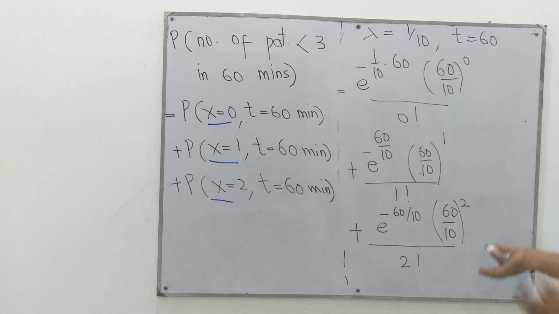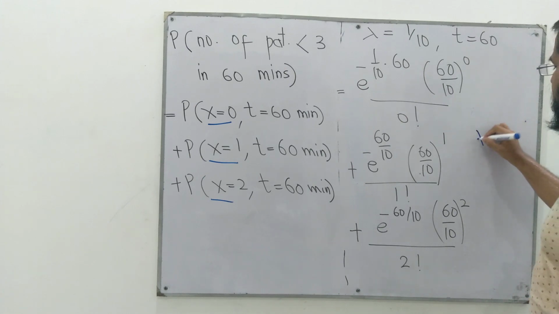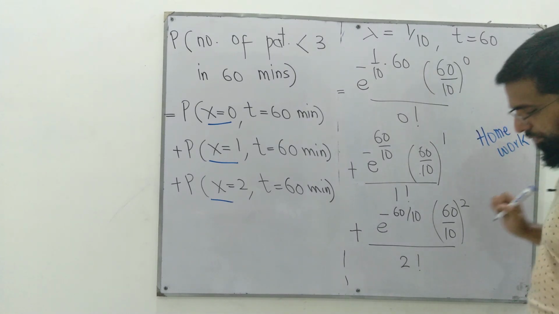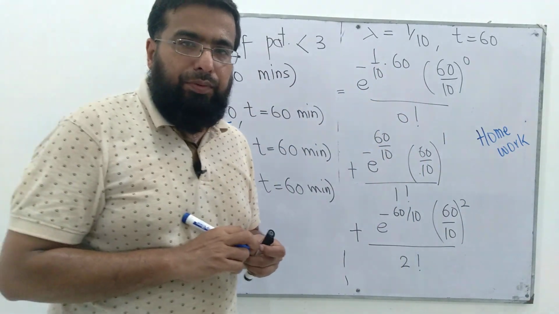If you add all these terms, it's left as homework for students to calculate these using your calculator and add these 3 terms, and you will reach this probability. We'll keep on studying more about Poisson processes in our upcoming lectures.